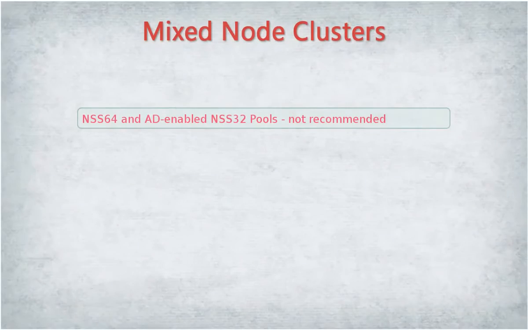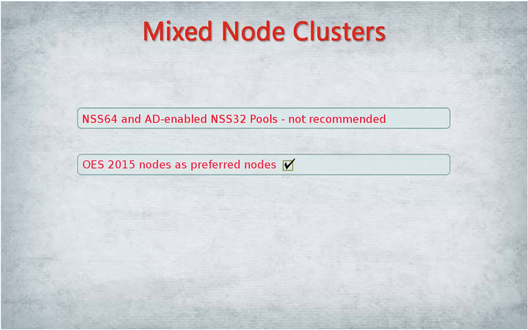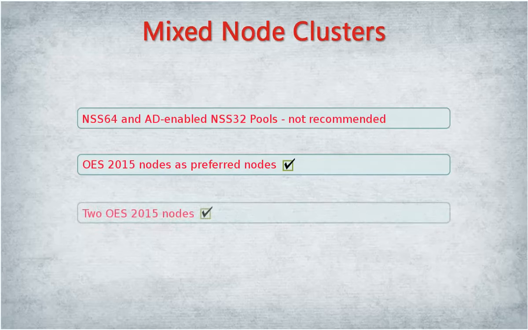In mixed-node cluster environments, creating NSS64 pools and AD-enabled NSS32 pools is not recommended because they will not be accessible from nodes older than OES 2015. If you need to do this as an interim solution, configure the OES 2015 nodes as preferred nodes. Also make sure that you have at least 2 OES 2015 nodes so that the cluster resources can migrate between those nodes.